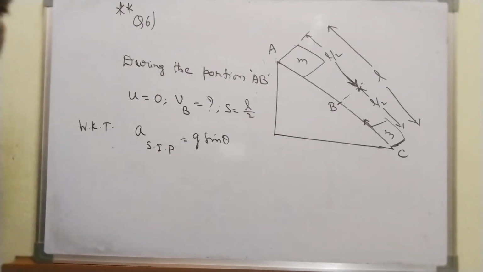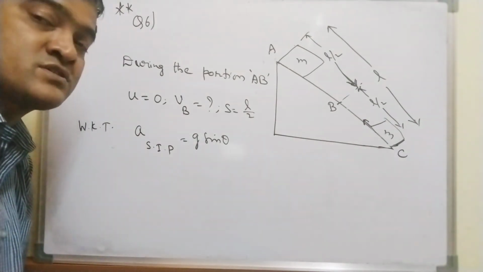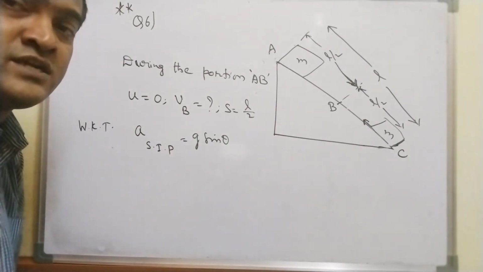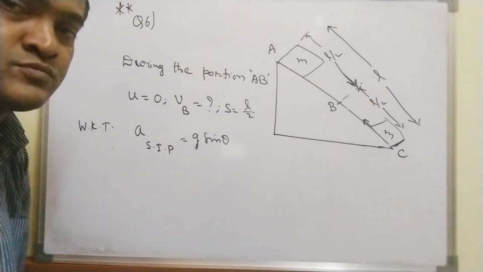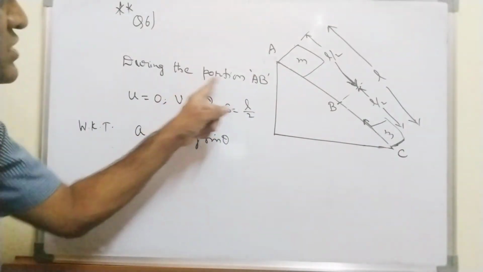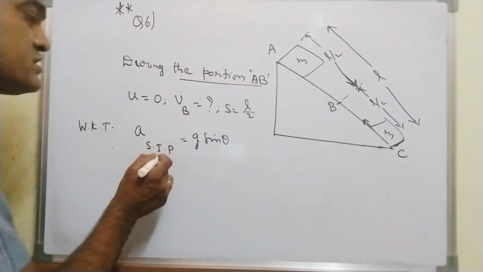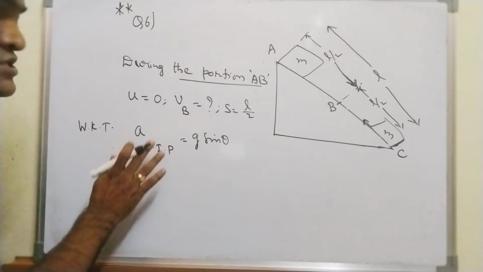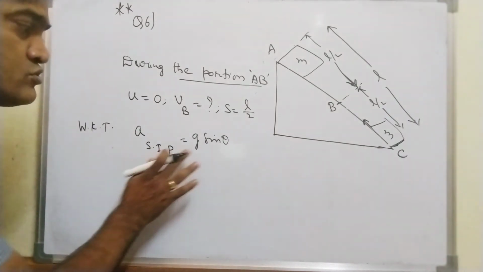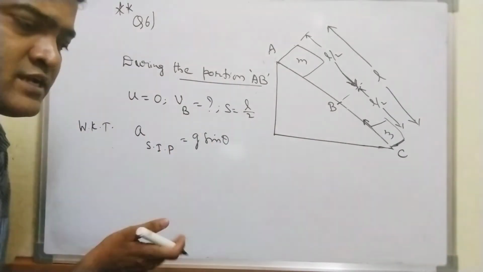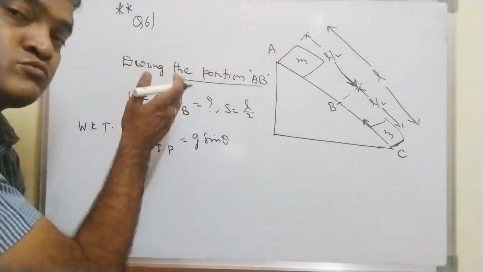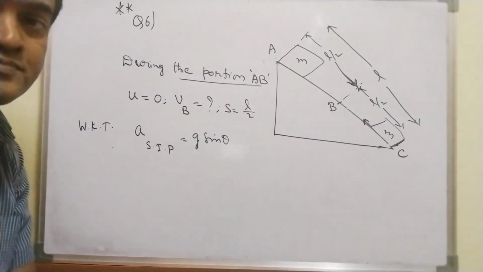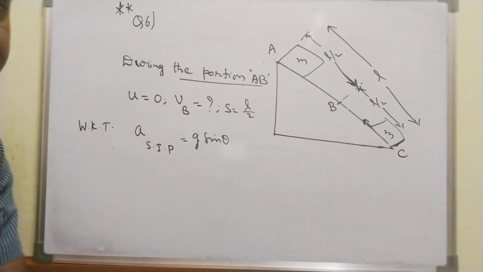And what is the formula for acceleration of a block sliding down a rough inclined plane? g into sin theta minus mu k cos theta. During the portion AB, acceleration of the block on a smooth inclined plane, whether it is sliding down or moving upwards, the formula remains the same, g sin theta. But when it is moving upwards, you will put a minus sign because it will be retarding. So g sin theta, right?